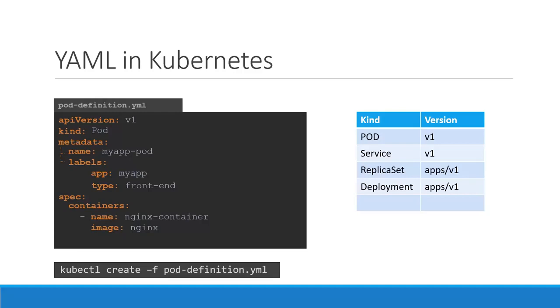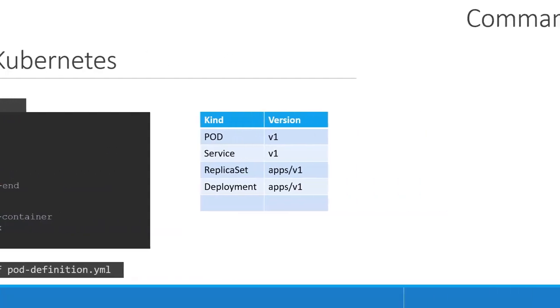So to summarize, remember the 4 top-level properties: API version, kind, metadata, and spec. Then start by adding values to those depending on the object you are going to create.